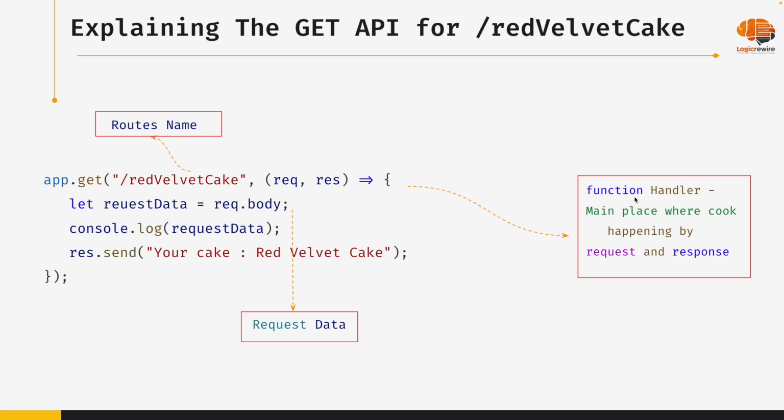Function handler means for every route a function handler will be attached. Function handler is nothing but the chef doing all the work in the kitchen. So it is the main place where the cooking happens, through request and response. Based on the request, the cooking happens, and based on the response the cake will be passed. REQ is the request data, and RES is the response data.